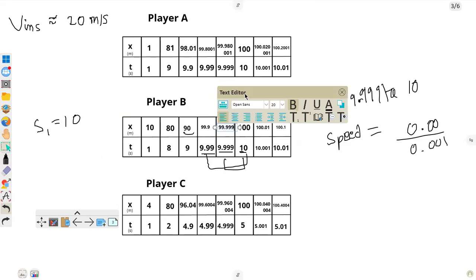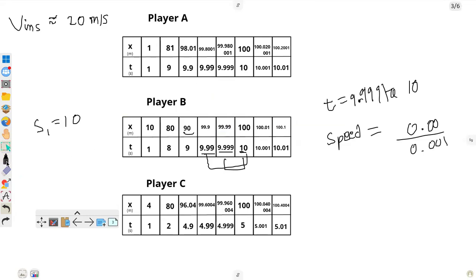It's actually 99.99, right? Okay, so what is our distance traveled? Our distance traveled will be 0.01 upon 0.001, which is 10. So for this time interval also we're getting a speed of 10 meters per second.